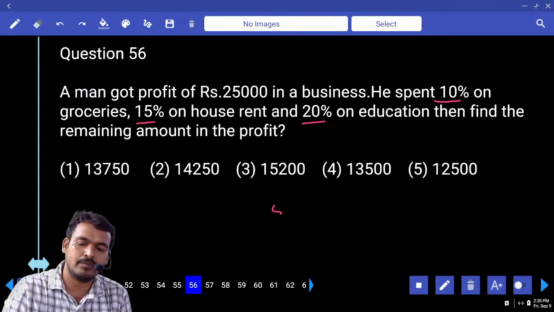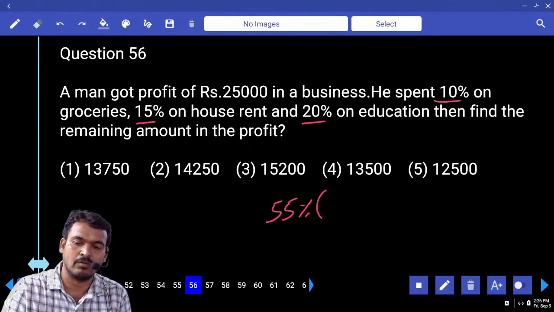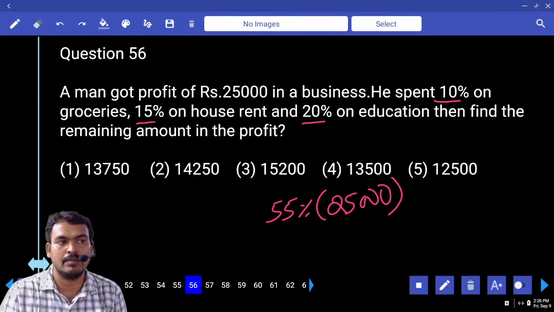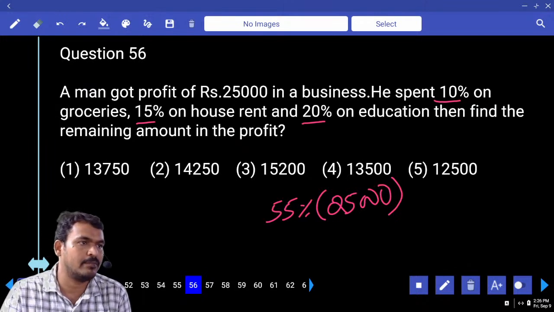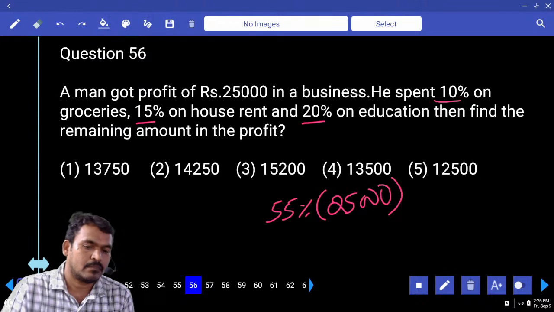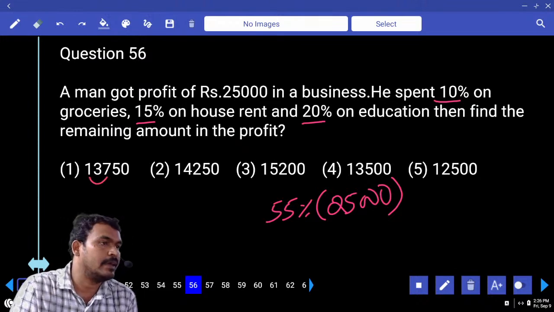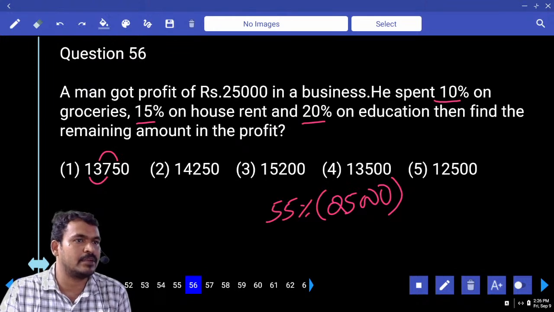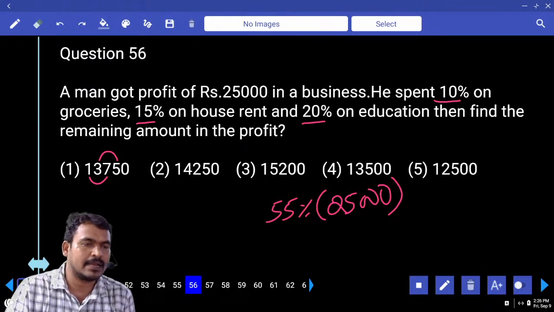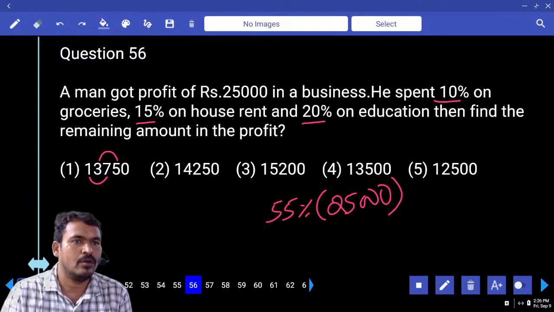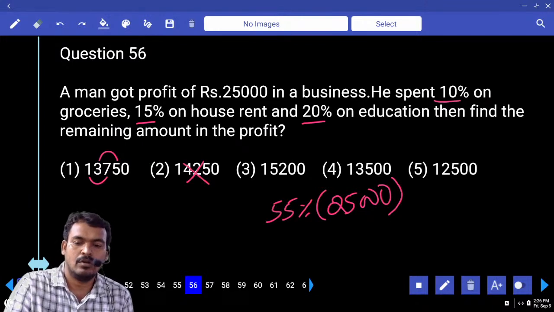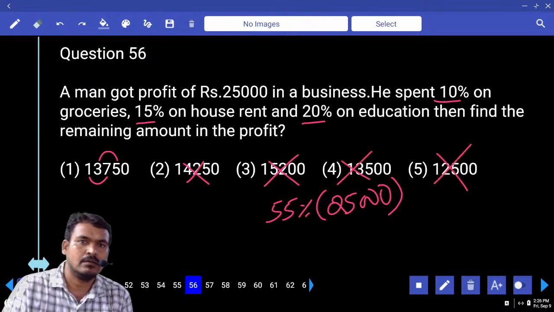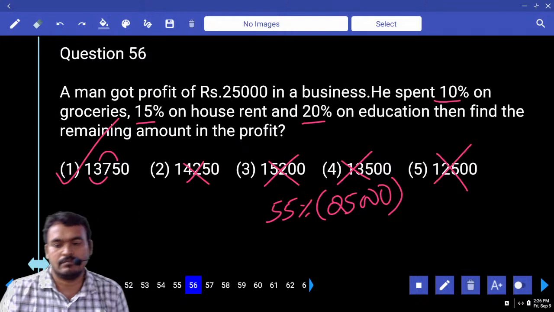What is the remaining? 55%. Then we require 5% of which value? 25,000, or not? 5 means 11 multiple, or not? Option 11 multiple. 1 plus 7, 8. 3 plus 5, 8. Alternate digits, the sum difference will be 0, or not? Next, second option is 11 multiple? No. Third option? No. Fourth one? No. Fifth one? No. Then answer D, first one.